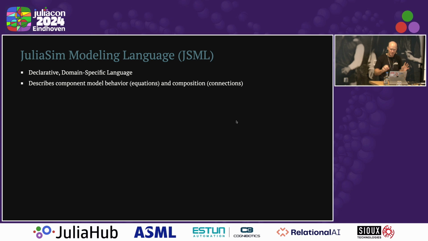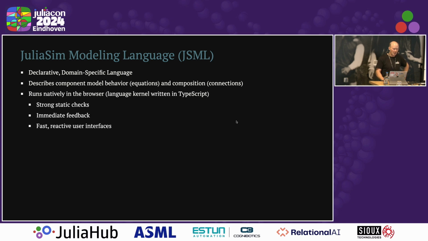That's just relationships between entities. From my perspective, the nice thing about it is that it runs natively in a browser. The actual language kernel that implements all the semantics and the parsing is all done in TypeScript. It allows for a bunch of strong static checks to be done on these models that you're composing. Because it's running in the browser and it's integrated into the graphical user interface that's developed, you can get immediate feedback on things. If you try and connect two things that shouldn't be connected, you get immediate feedback on that.